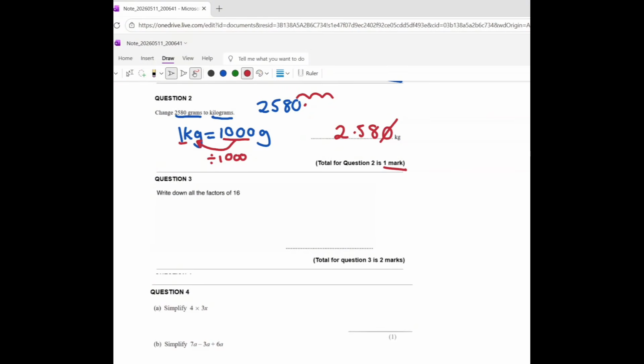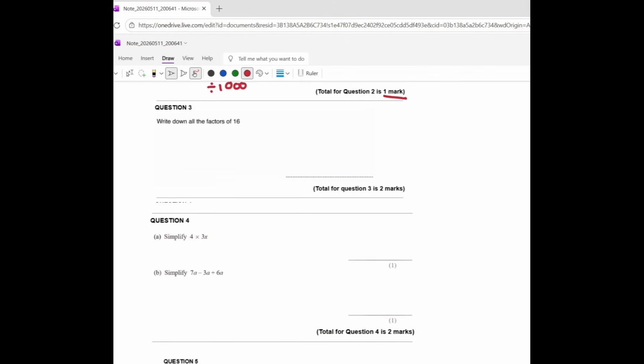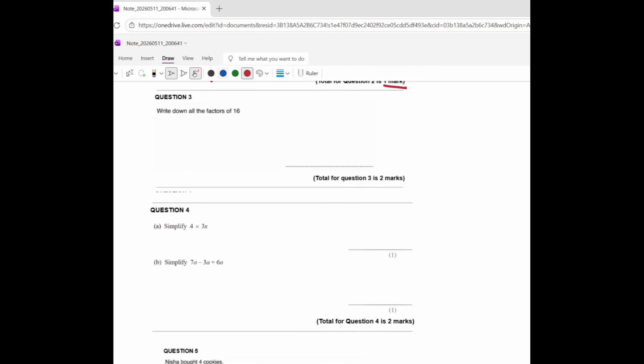Okay, let's have a look at question number 3. Very common. There'll either be a factors or a multiples question somewhere on the paper. This one has asked you to write down all the factors. Sometimes it won't say all, but this says all the factors of 16. So the best way to do factors is to do them in pairs. So I always start with 1 and 16, because 1 multiplied by 16 is 16. So they are factors of 16.